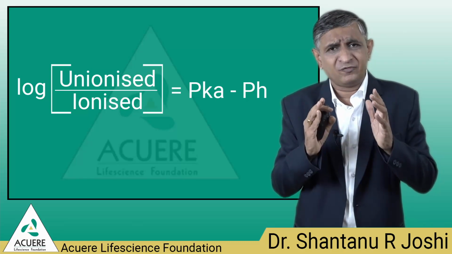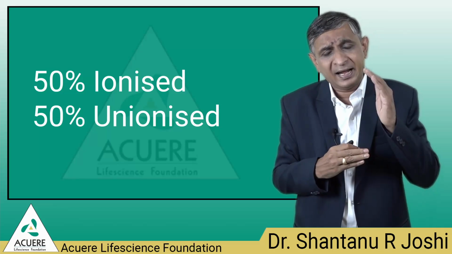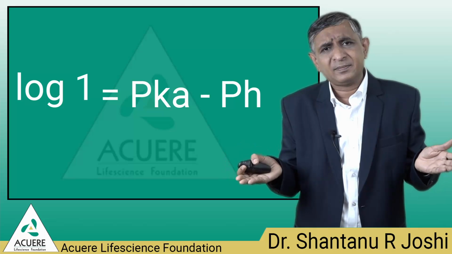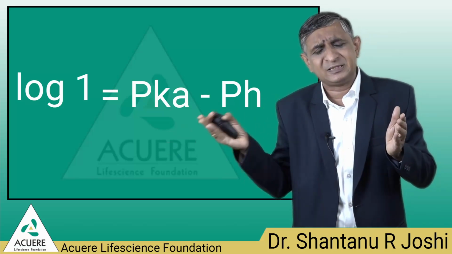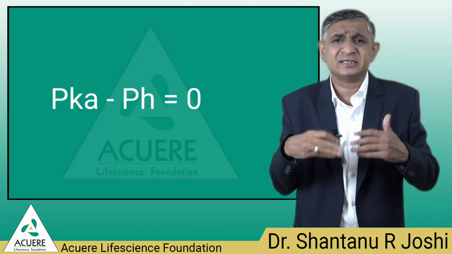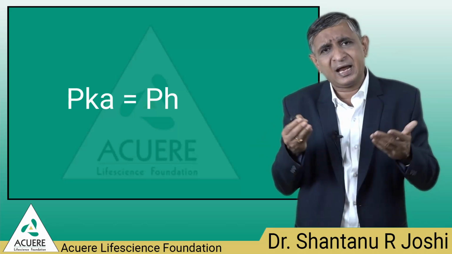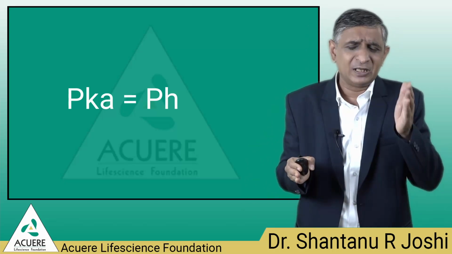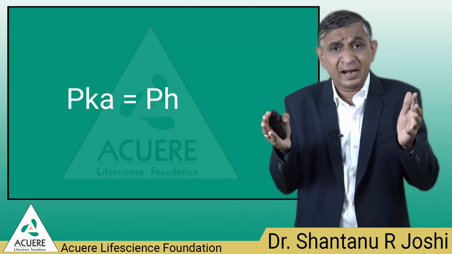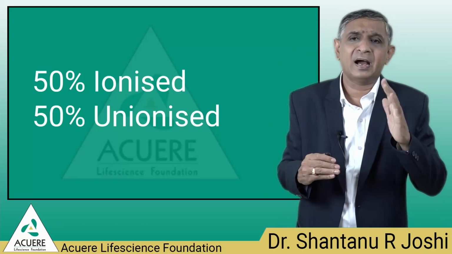Now I am going to tell you a fact. Suppose the drug is 50% ionized and 50% unionized. Naturally the ratio is 1, so log of 1 is equal to pK minus pH. Log of 1 is 0, and that's why pK minus pH is equal to 0. It ultimately means that there is no difference between pK and pH. In very simple language, when the pK value of the drug and the pH of the medium are equal, the drug remains 50% ionized and 50% unionized.